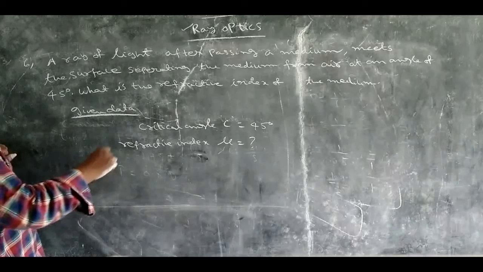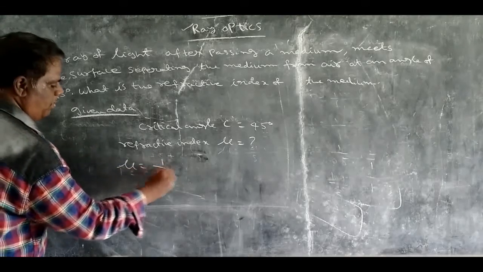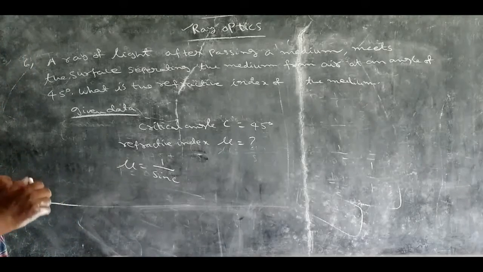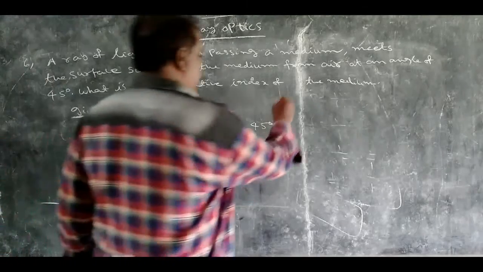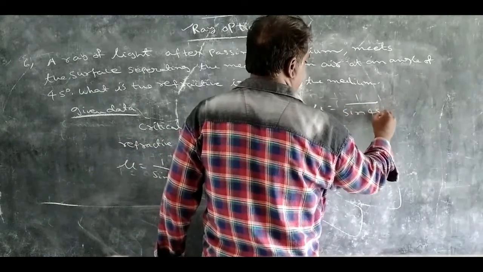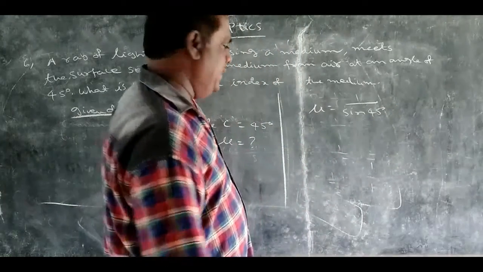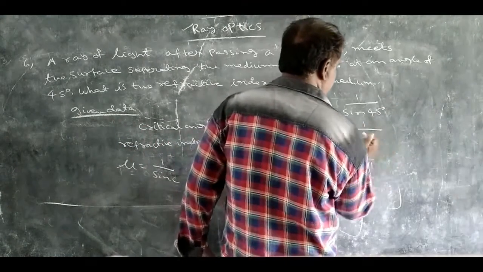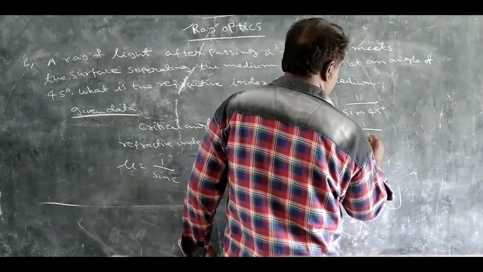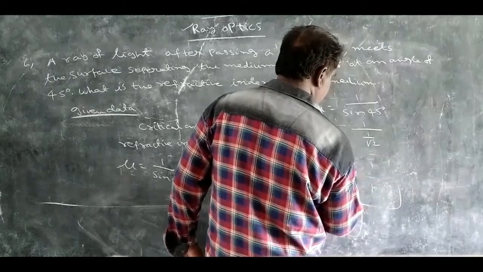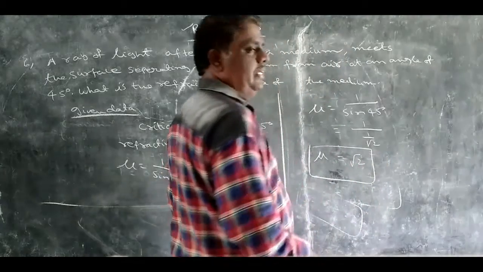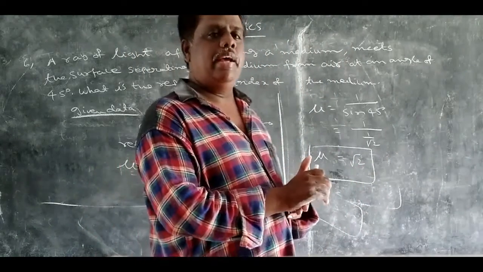The relation between mu and C is mu is equal to 1 by sin C. I already told you in the important formulas, mu is equal to 1 by sin C. The value of C given is 45 degrees. So 1 by sin 45 is nothing but 1 by root 2. Then the mu value will be equal to root 2, without any units, because refractive index does not have any units.